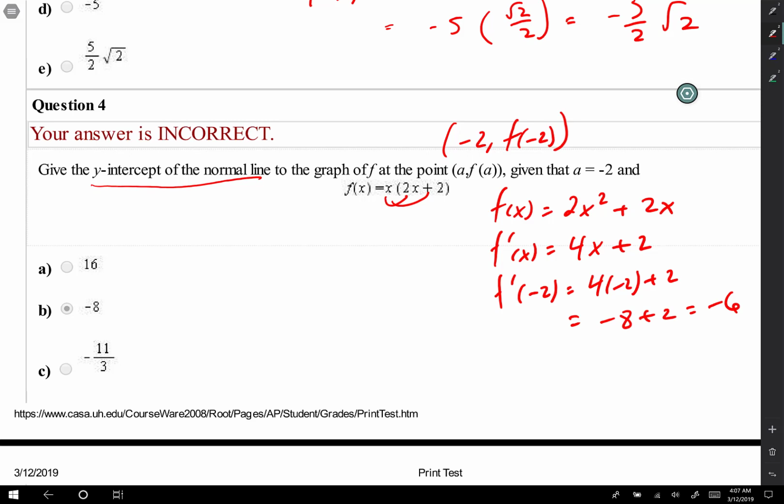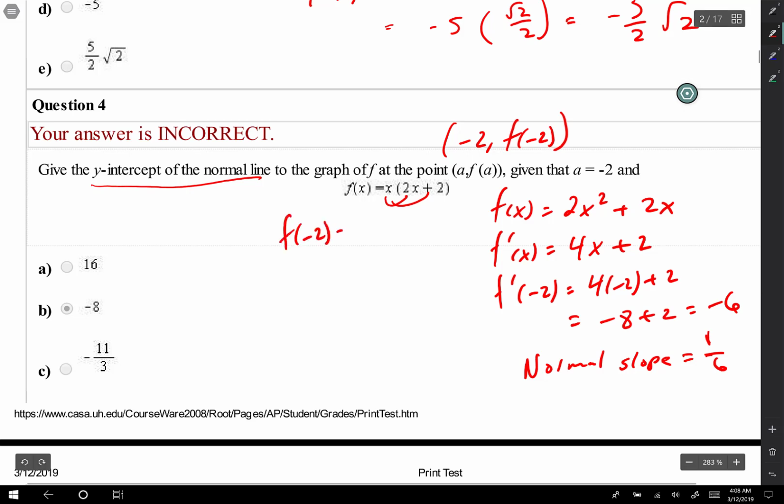So how are my tangent line and normal line related? Opposite reciprocal. So my normal slope, remember that normal and tangent cross each other and form right angles. So your normal slope is a positive 1/6. I still need a y value. I probably should have gotten it right here, guys, so my bad. Let's see what that y value is.